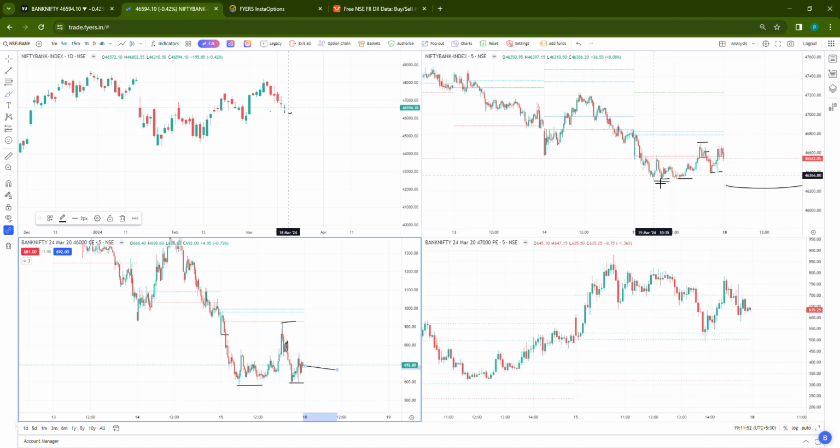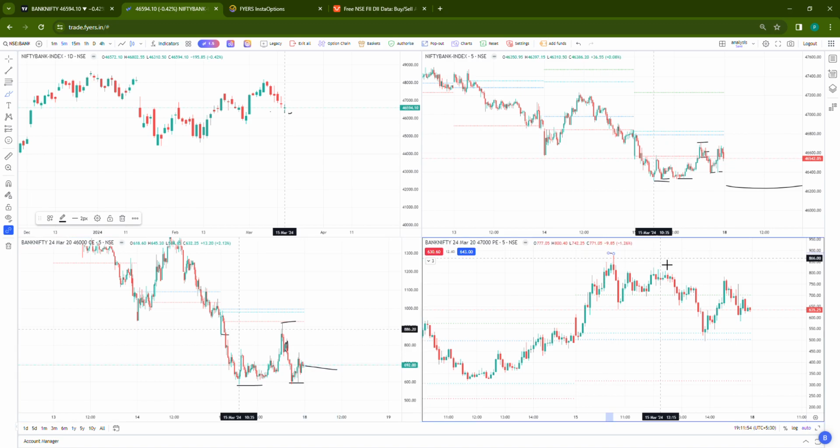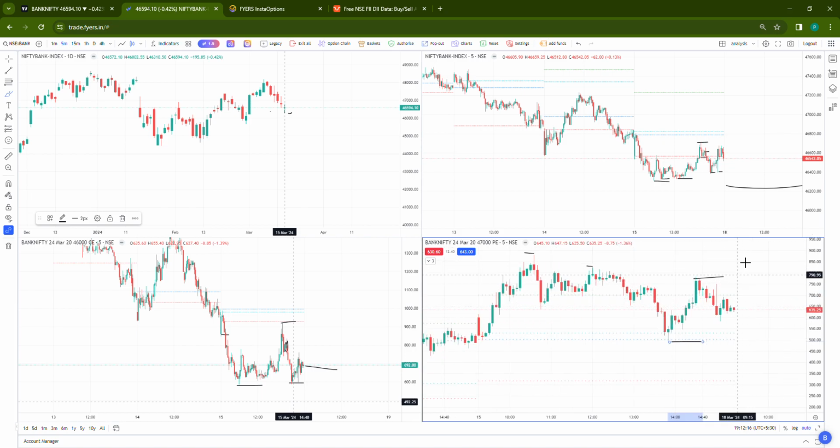On the put side also, once the support was created, we were continuously making lower highs, and a lower low was also made. Our price did not move very close to the day's low, but here it almost touched the day's low. This might also be due to a lot of people selling and time decay. So both are weak.